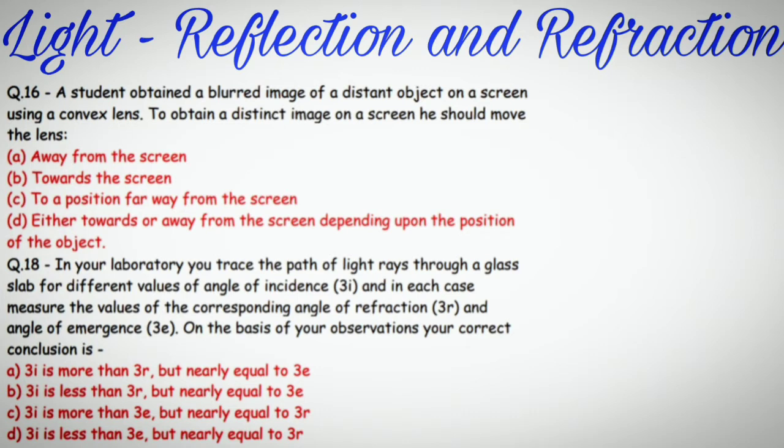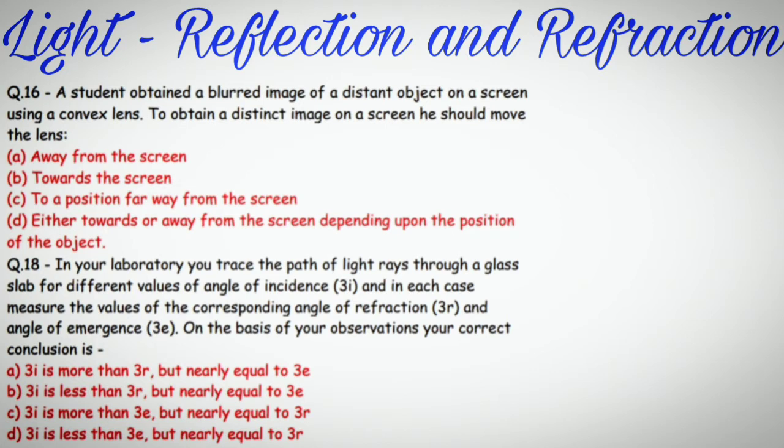Next question comes here. In your laboratory, you trace the path of light rays through a glass slab for different values of angle of incidence such as ∠i, and in each case measure the values of the corresponding angle of refraction ∠r and angle of emergence ∠e. On the basis of your observations, your correct conclusion is: Option A, ∠i is more than ∠r but nearly equal to ∠e. Option B, ∠i is less than ∠r but nearly equal to ∠e.